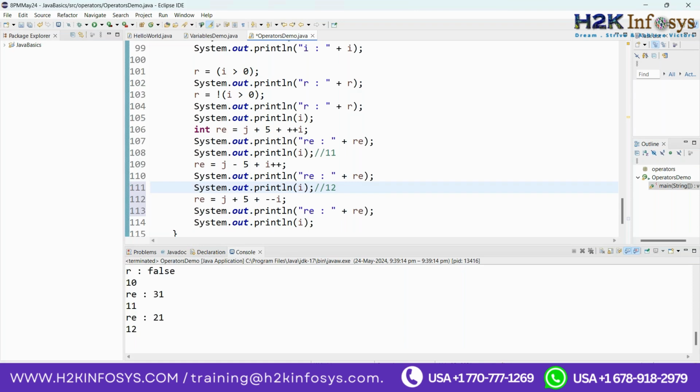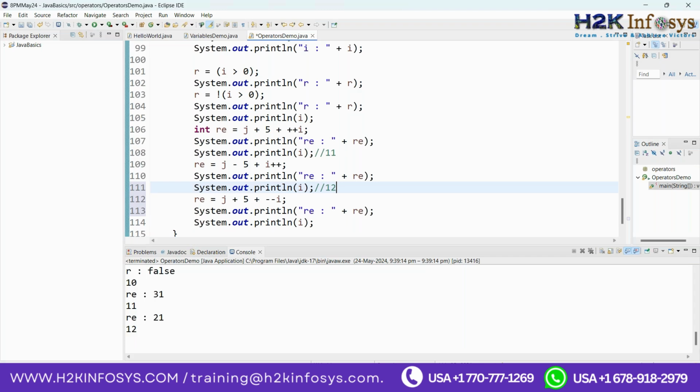RE will be 31. Anybody else? I value will be 11. Okay. Any other guesses? 8? No way. J is 15. 15 plus 5, 20 plus 8? No. 15 plus 5, 20 plus only. Minus is the operator. Don't confuse.